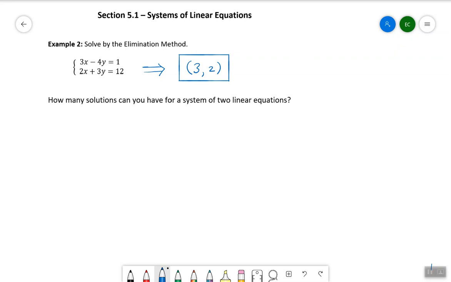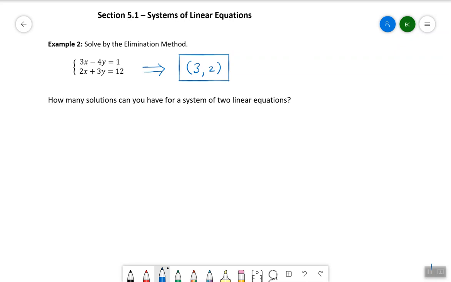We're working in section 5.1. We're learning to solve systems of linear equations. In the first video, we learned the substitution and the elimination method. And now we want to talk about how many solutions a system of two linear equations can have.